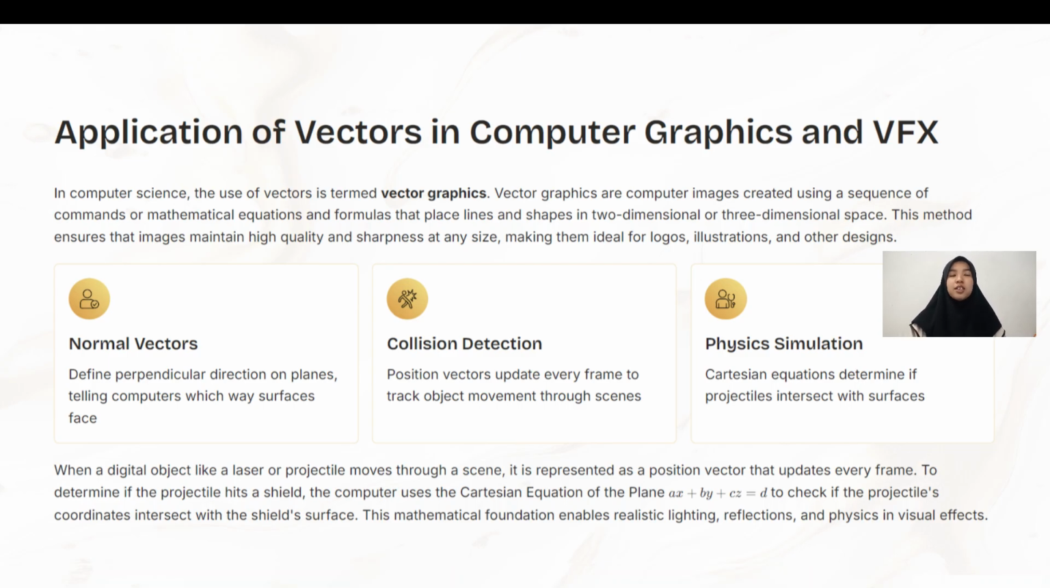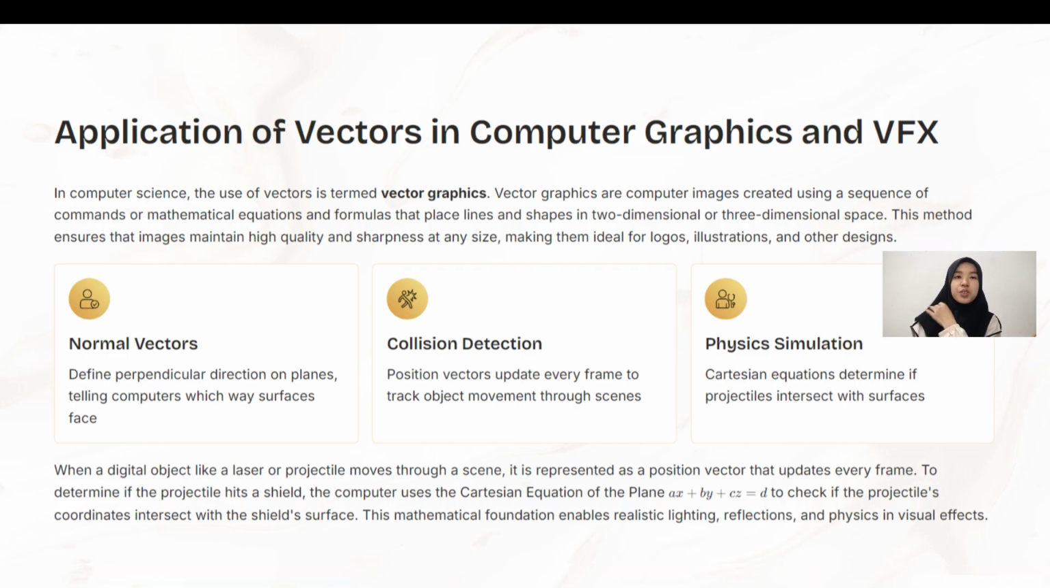In computer science, the use of vectors is termed vector graphics. So in computer science, we call the vector as vector graphics, because vectors are used for the developer and designer to create graphics in the computer's GPU. Vector graphics are computer images created using a sequence of commands and mathematical equations and formulas that place lines and shapes in two-dimensional or three-dimensional space.